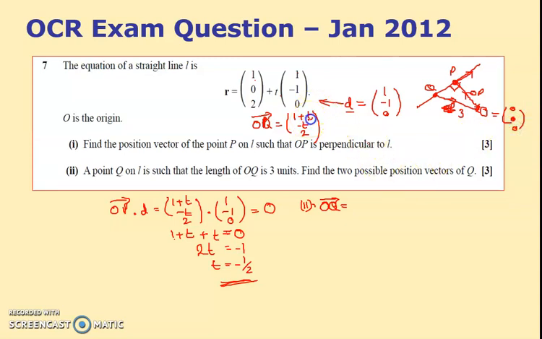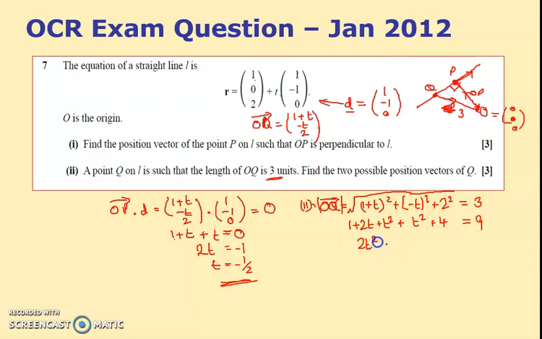So the distance is 1 plus t minus 0, minus t minus 0, 2 minus 0. So when I do my Pythagoras and I square all those things, it's (1 plus t) squared plus (minus t) squared plus 2 squared. And it tells me OQ is equal to 3. So that distance has got to equal 3. Now, I don't like square roots, so I'm going to move that onto the other side, and straight away that equals 9. But now I can multiply out my brackets. That's 1 plus 2t plus t squared, plus t squared, and that's 4. So I'm getting the quadratic equation here.